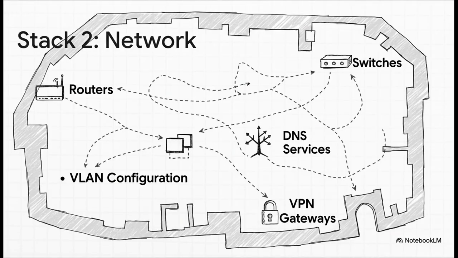Now, moving on to the next layer of our foundation, we have Stack 2, the network. This is the actual infrastructure, the routers, the switches, the pathways that connect everything inside your fortress. Think of these as the roads and tunnels running behind your castle walls.